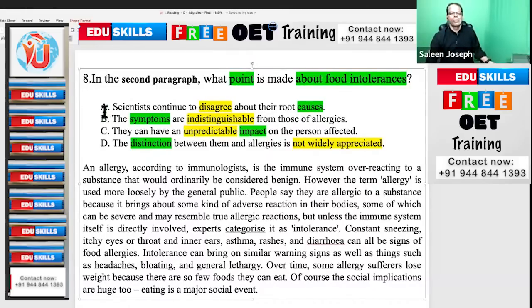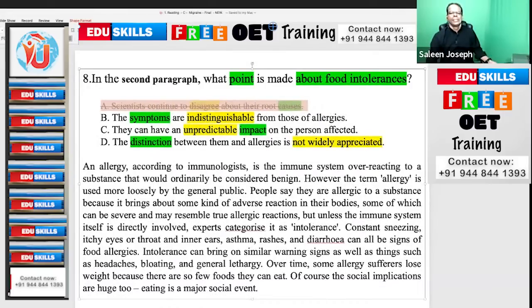Agreement and disagreement, a fight between some people? No, that is clear. So you can eliminate it. Then, the symptoms are indistinguishable from those of allergies.